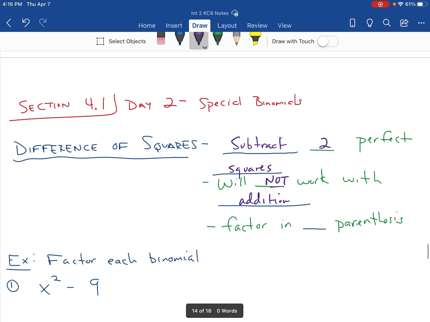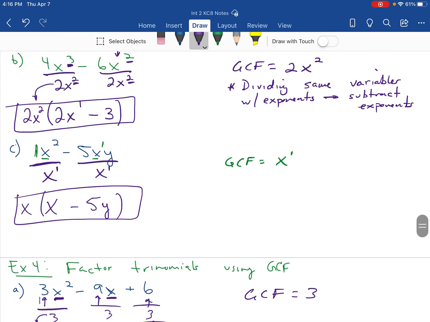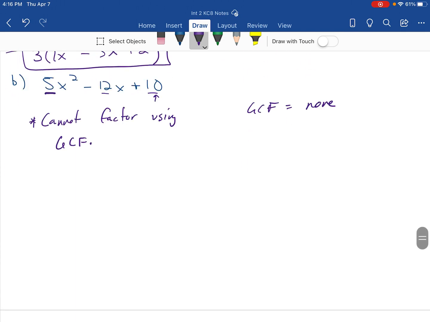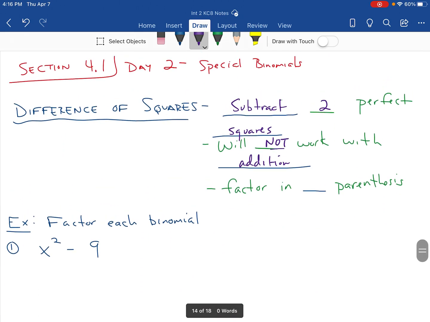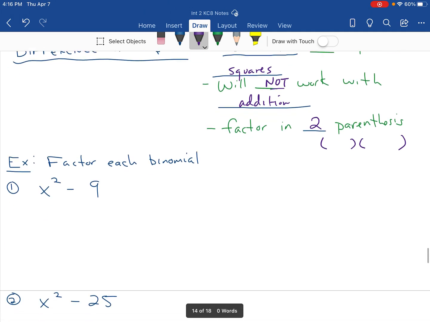Now before, when I factor out a binomial by my greatest common factor, I have one set of parentheses and something outside of the parentheses. For these special binomials, you're actually going to have factors in two parentheses. It's going to be in factored form, which again, we covered a little bit last unit.